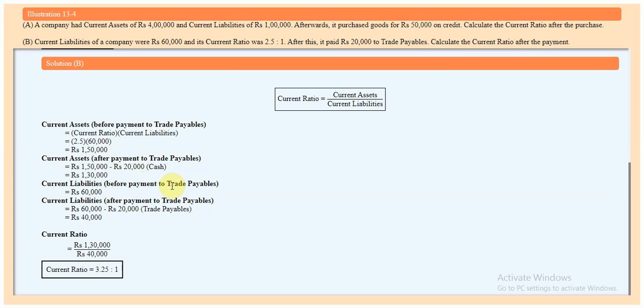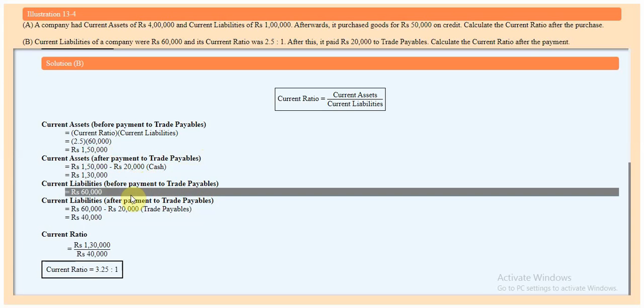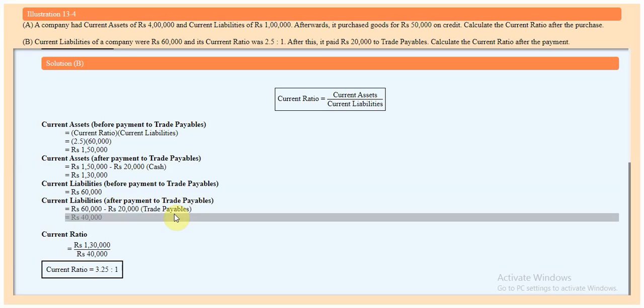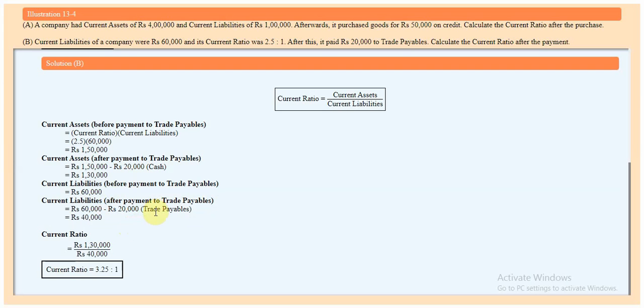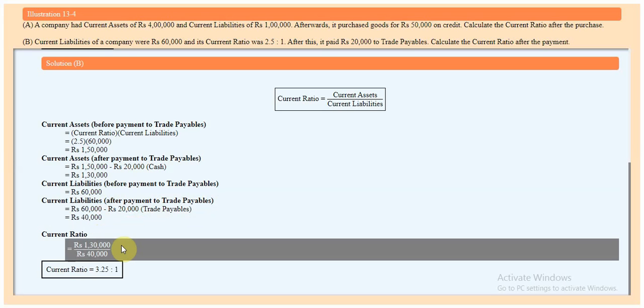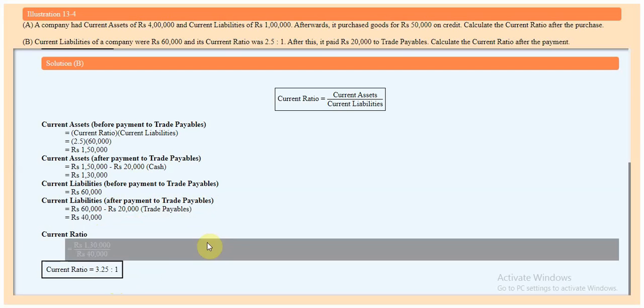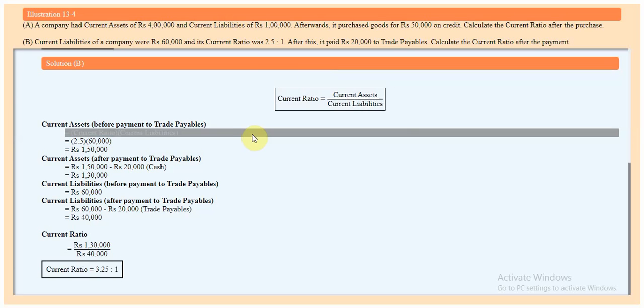Now current liabilities before payment to trade payables we have in the question itself, which is 60,000, and from that we have to reduce 20,000 rupees that is paid to creditors. So that will be less, and we have current liabilities of 40,000. So the current ratio will be 1,30,000 divided by 40,000. We have a current ratio of 3.25:1. I hope this problem is clear.